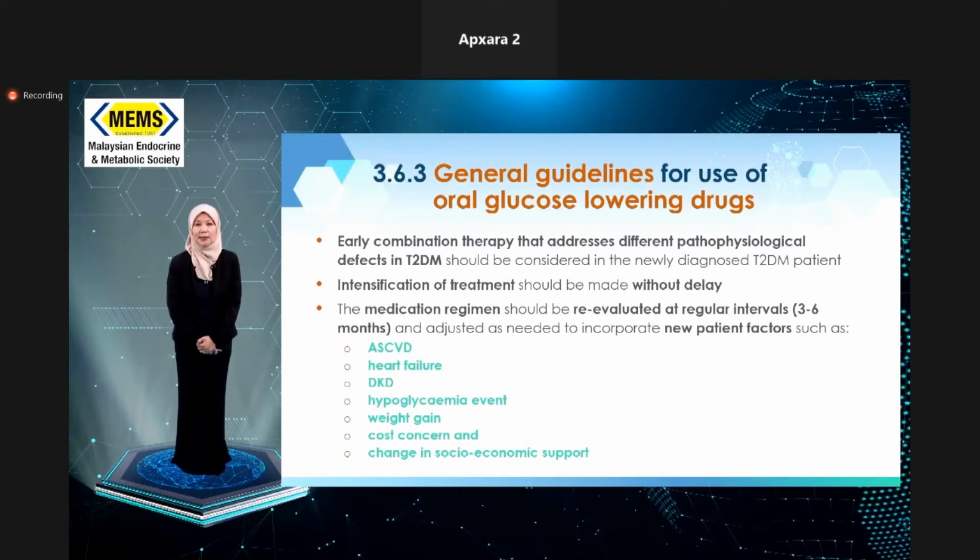over time, including atherosclerotic cardiovascular disease, heart failure, diabetic ketoacidosis, hypoglycemic events, weight gain, and other social issues, including cost concerns and change in socioeconomic support.